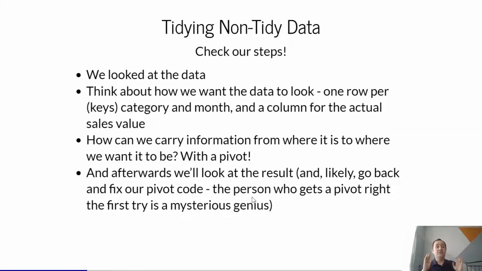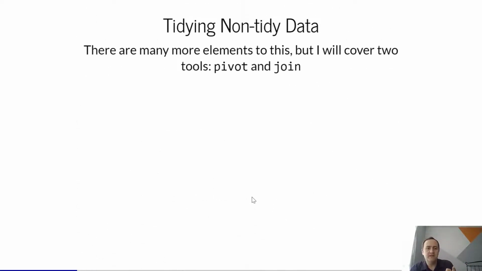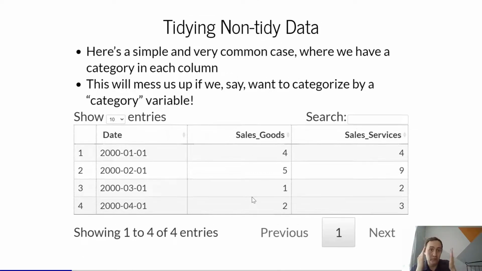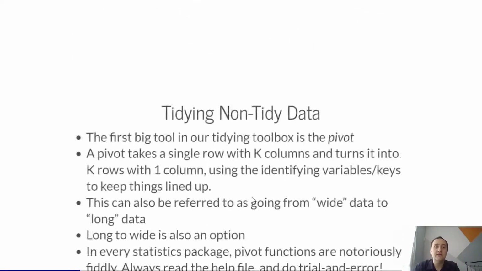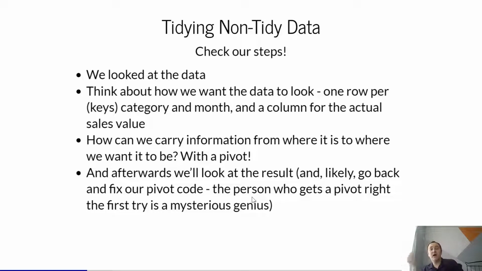Okay, so we want to tidy this data. Let's make sure that we're following our steps, or thinking about it. We looked at the data. We saw sort of what it looks like here. We know that we have one row per date and then one column per department with our sales data in it. We also thought about how we want the data to look.